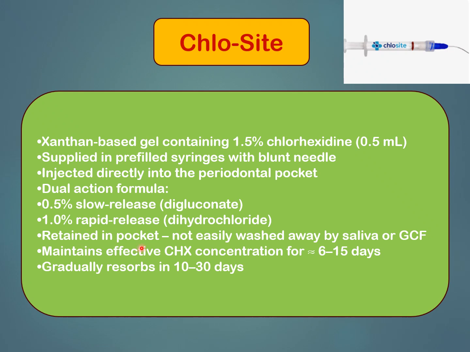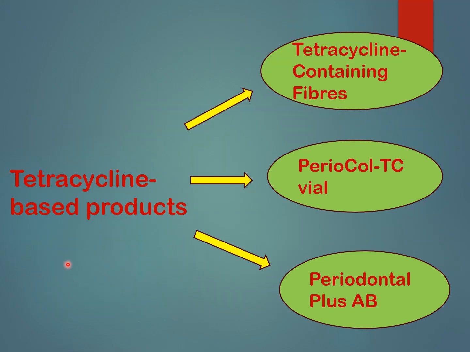So when it is placed inside the pocket, it is not easily washed away by either saliva or GCF and it can maintain effective chlorhexidine concentration for about 6 to 15 days, and then it gets resorbed in about 10 to 30 days. So coming to the tetracycline based products, we have tetracycline containing fibers, Periocline, TC vial, and Periodontal Plus AB.